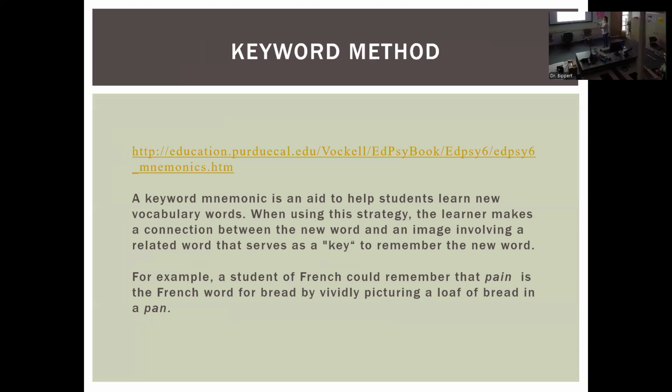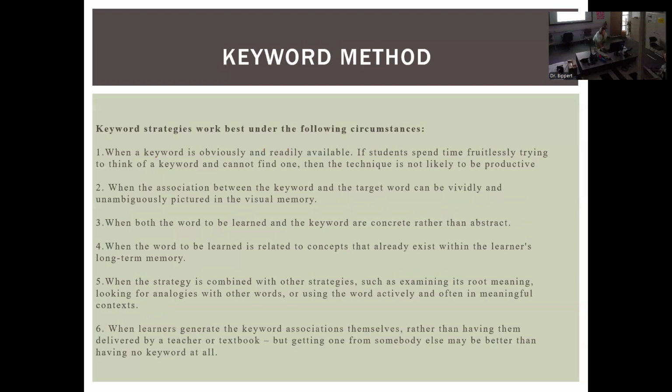Keyword method is a little different. It's an aid to help students learn new vocabulary words, and when using the strategy, the learner makes a connection between a new word and an image involving some action to help them. So for example, a student of French could remember that pan is the French word for bread by vividly picturing a loaf of bread in a pan. But I'm also thinking pain, but it's pan. That's a really good class. I never taught French.